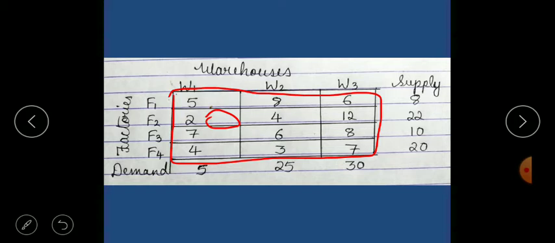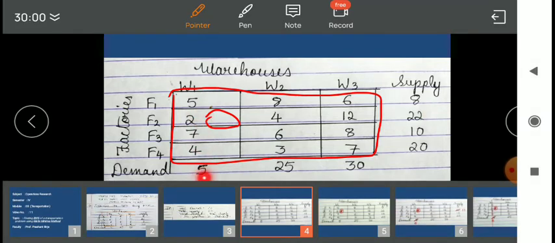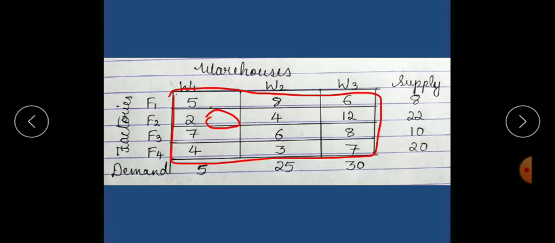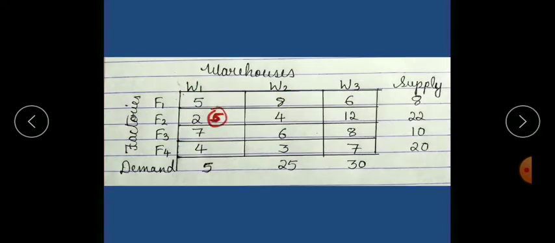How much can you allocate here? You have to see what the supply is here. The supply here is 22. What is the demand here? Demand here is 5. So you have to allocate the minimum of supply and demand here. The minimum between 22 and 5 is 5. So you have to allocate 5 here, right? That is what I have done here. So I have allocated 5 there.